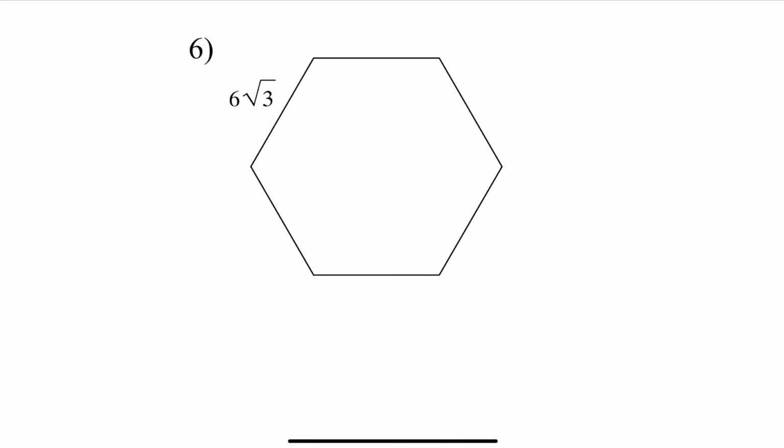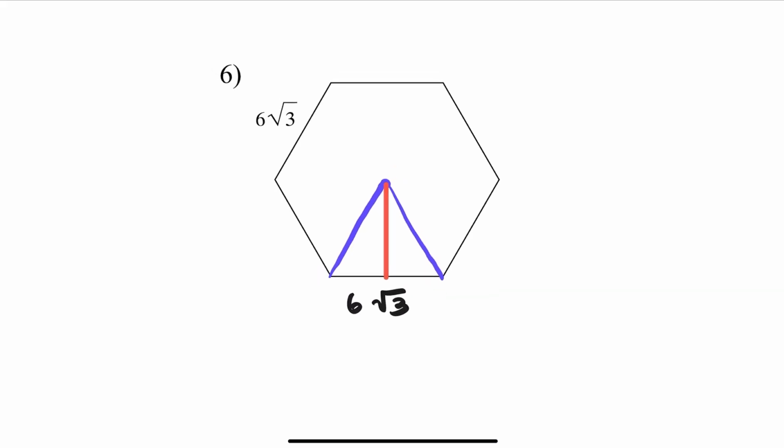All right, same process. Recognize it's a hexagon, 6 sides. First thing you do is draw out your mini triangle. Actually, I'm going to do it at the bottom here, it's easier to recognize. And then I'm also going to draw my mini height, aka my apothem. Because I know this has a value of 6 root 3, I'm going to also write it at the bottom base of my mini triangle. So this whole thing down here is 6 root 3.